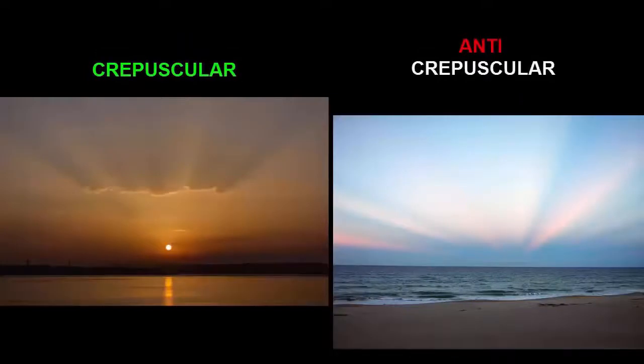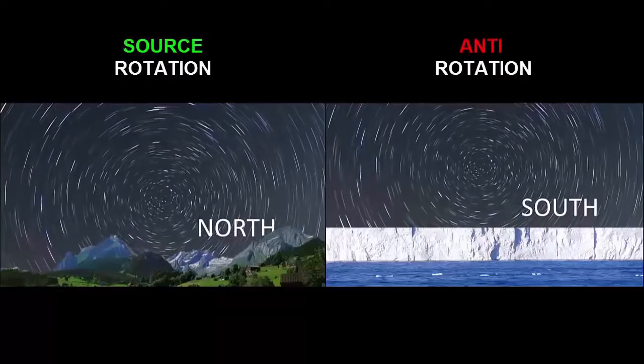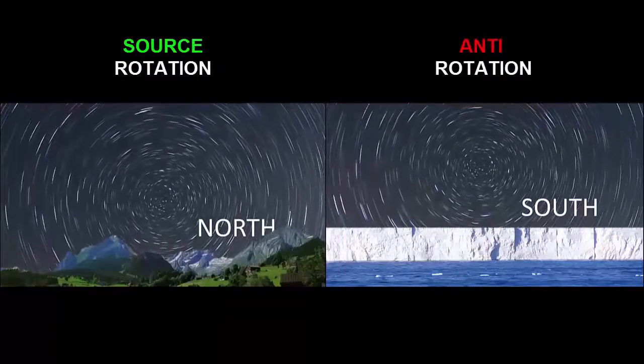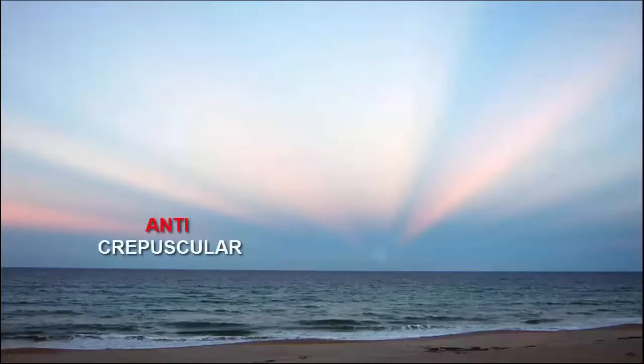Okay, and they converge on the opposite horizon to a point much like when they come from the sun. They come and they diverge out and then they converge on the opposite horizon. Well, the southern celestial rotation is nothing but an anti-rotation of the northern celestial rotation, in the same way that the anti-crepuscular rays appear as though they're coming from a sun on the other horizon.